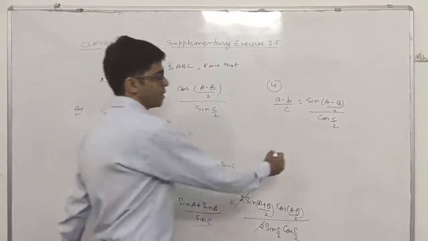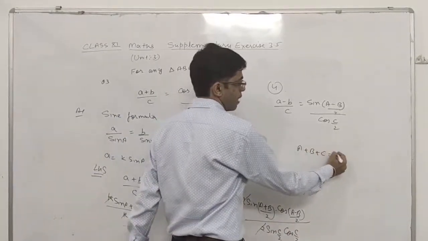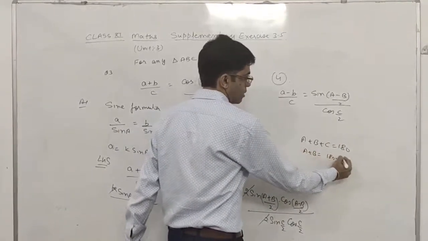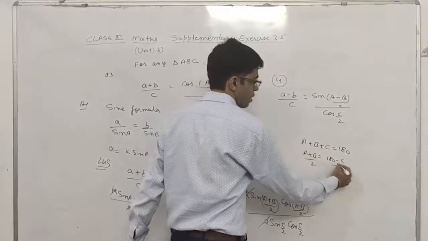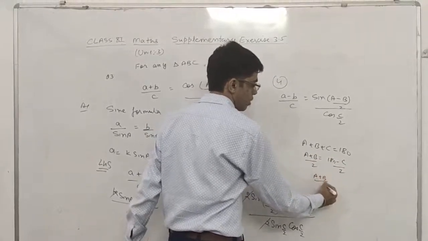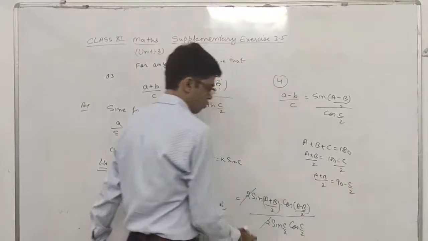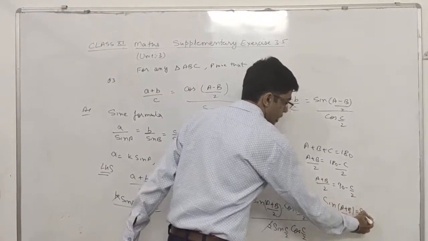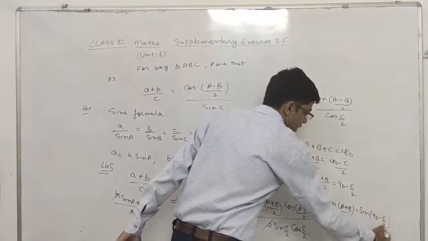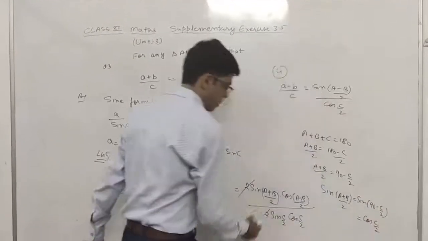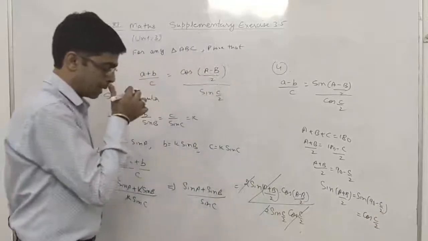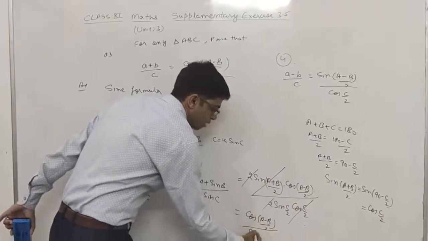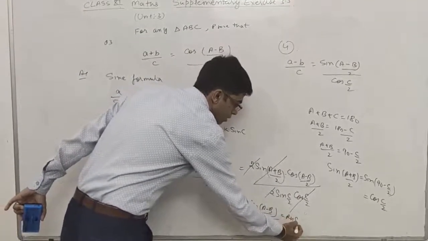Now what is A plus B plus C? This is a triangle and this is equal to 180. A plus B is equal to 180 minus C. Divide both sides by 2. So (A plus B)/2 is equal to 90 minus C/2. Now in place of this sin (A plus B)/2, we can write sin (90 minus C/2), and sin (90 minus C/2) is cos C/2. In this way, these two can be cancelled out. So finally, cos (A minus B)/2 upon sin C/2, which is equal to the right hand side.